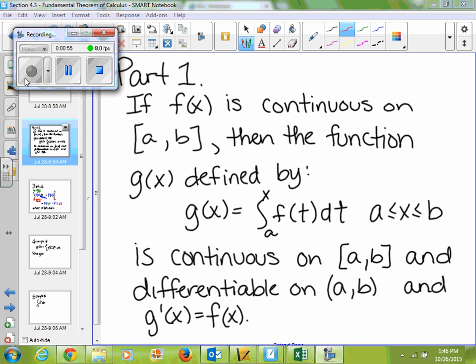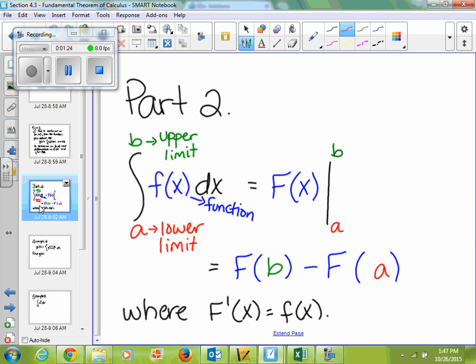Alright, so basically what the first part of the Fundamental Theorem of Calculus says is that if your function is continuous, you can integrate it over the values that it's continuous on, and you can differentiate it on the values that it is continuous on. Okay, the second part of the Fundamental Theorem of Calculus tells you how to integrate a function.